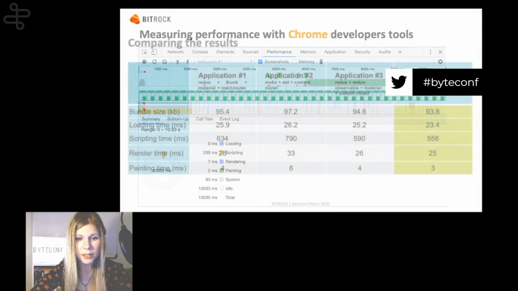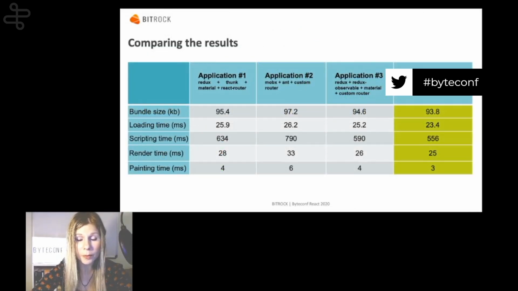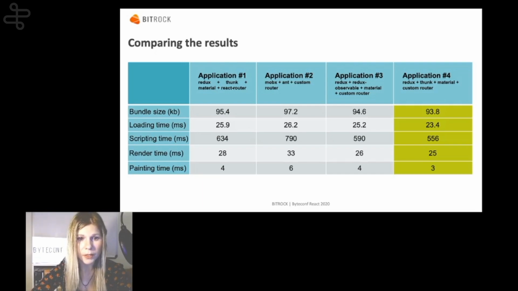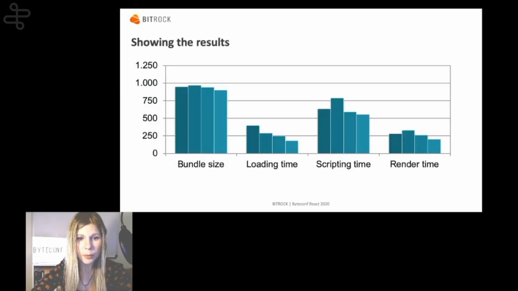From the collected results, it's quite significant that the most performant application is built with the lighter bundle size, and in particular when using Redux coupled with Thunk, Material and our custom router, then the resulting application has a smaller output artifact and so optimized values for loading, scripting and render times. So in the end, the winner of this specific experiment is application number 4, as you can see from the results. But I guess for bigger projects, the results could indeed vary.